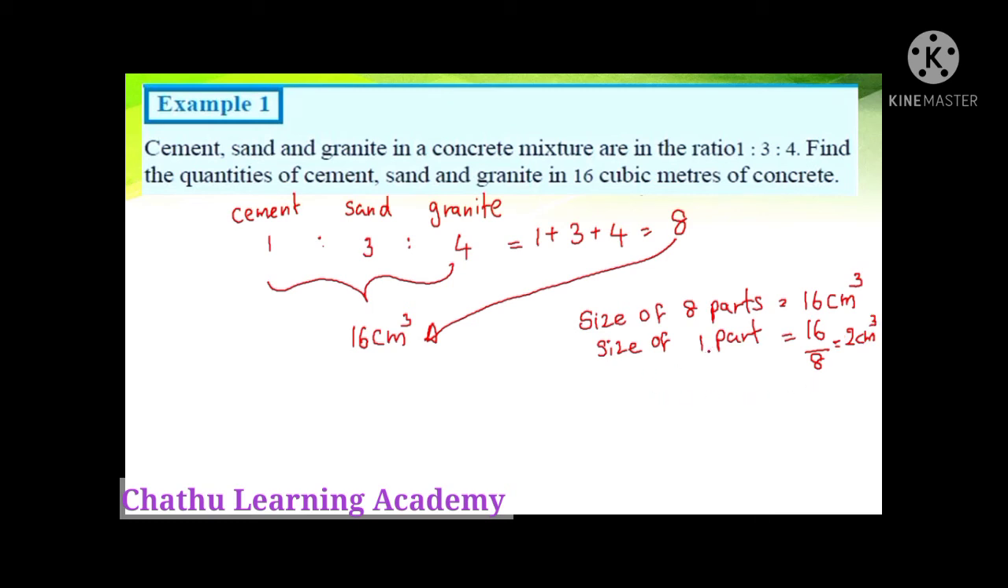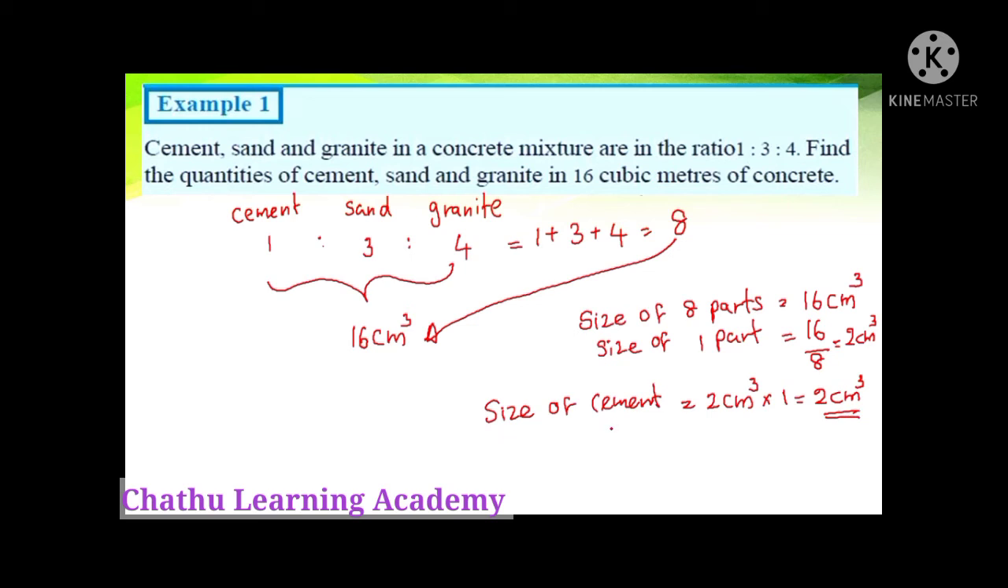If you know the volume of 1 part, the size of 1 part, then you can find the amount of cement, amount of sand and amount of granite, because you know here 1 part, here 3 parts, here 4 parts. Then size of cement. 1 part is equal to 2 cubic centimeters. Then for the cement there's only 1 part. Then we want to multiply this amount by 1. Then the answer is 2 cubic centimeters.